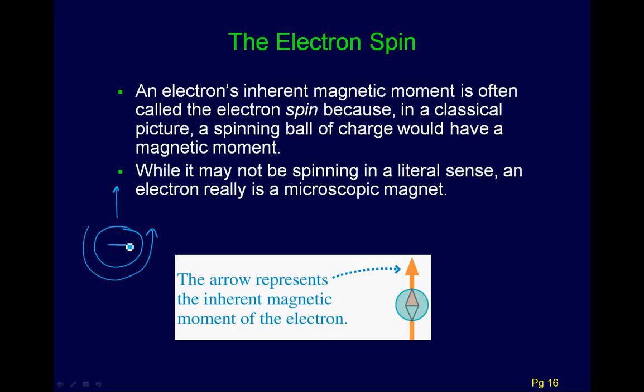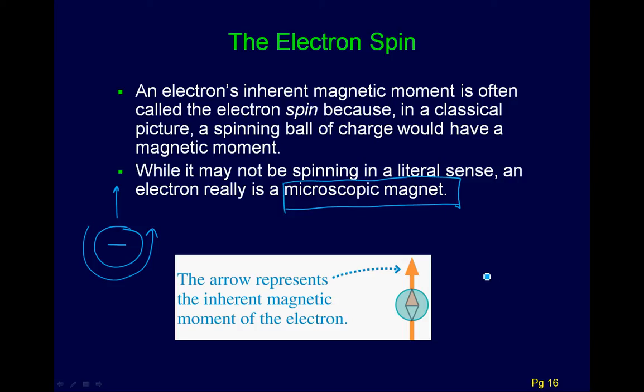Now, in reality, spin is something different than this. You can't actually explain spin in terms that make sense classically or mechanically. It's a quantum mechanical effect. But it basically has the same effect as if the charge was spinning. And what it really does is if you're a charged particle spinning around, you're a little microscopic magnet. So each electron is a little tiny magnet.